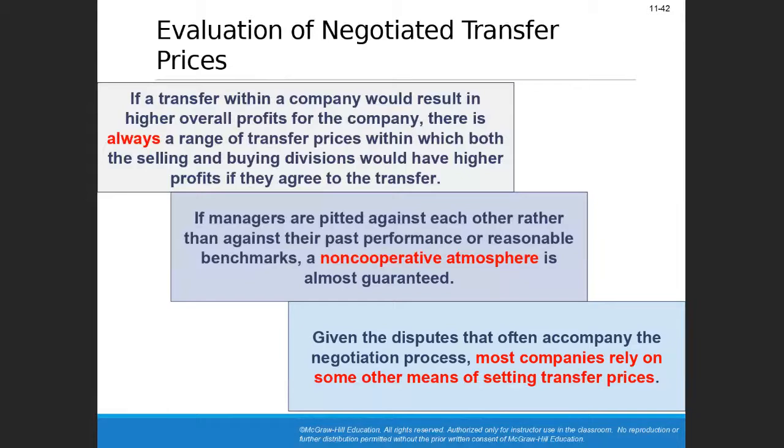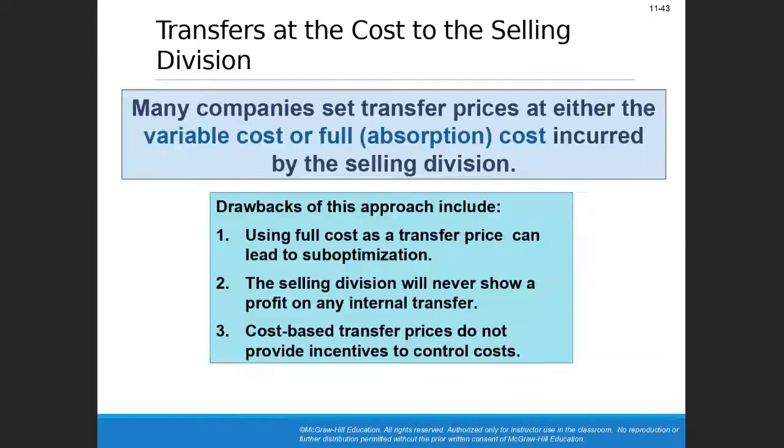You don't want to get people creating a non-cooperative atmosphere. You want the selling and the buying transfers to kind of come to an agreement, and you don't want them pitted against each other. So a lot of places don't go with negotiated transfer pricing. You know, I don't think I would like to be a manager somewhere like that. It sounds kind of cutthroaty. But anyway, maybe that's what you want. I don't know.